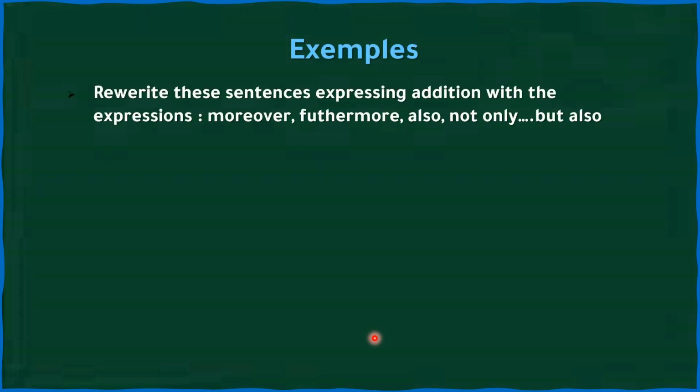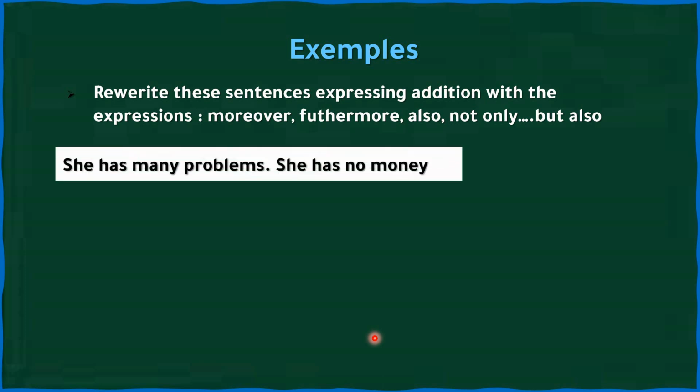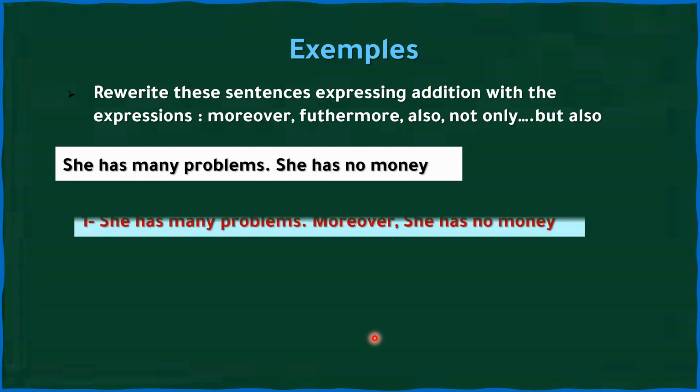Okay? Rewrite these sentences expressing addition with the expressions moreover, furthermore, also, not only, but also. The sentence is, she has many problems. She has no money. She has many problems. She has no money.